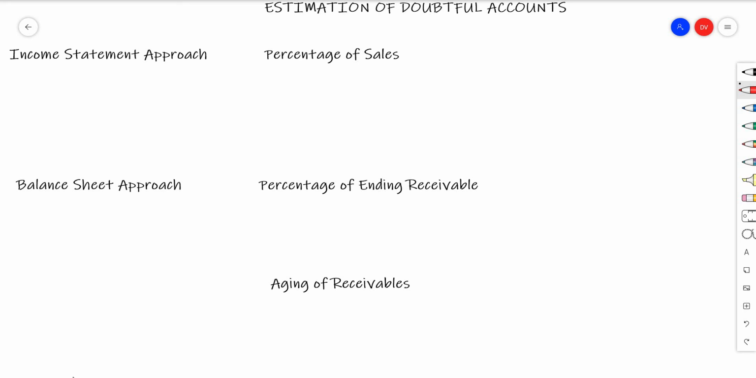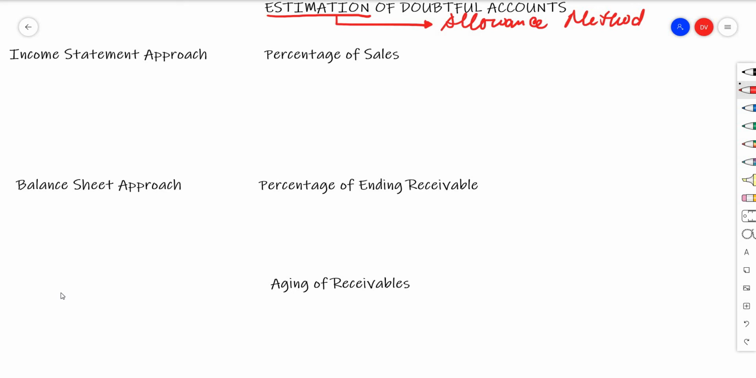Hey guys, and now we will be discussing the estimation of doubtful accounts. So in the estimation of doubtful accounts, this is precisely the allowance method. This means that this will not apply in the direct write-off method, because it is only in the allowance method that we estimate. Okay? So as you can see in the previous problem that we have there, estimation.